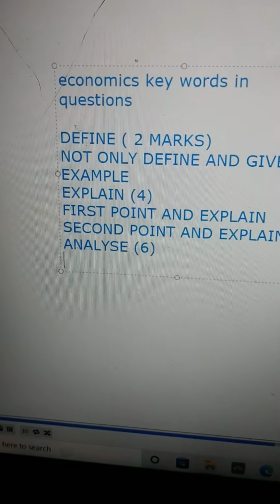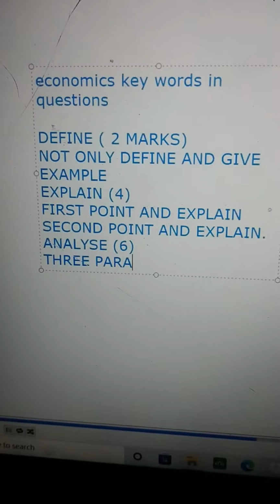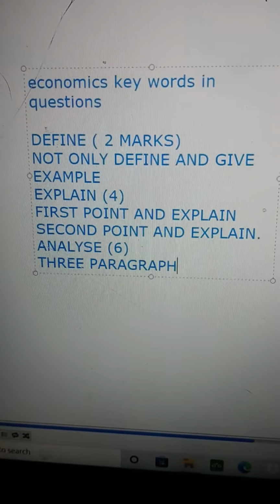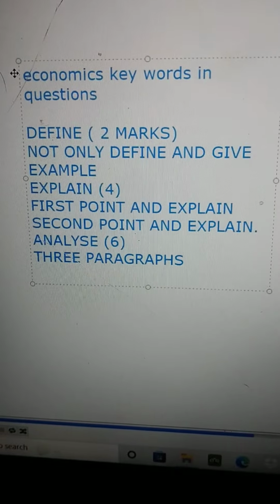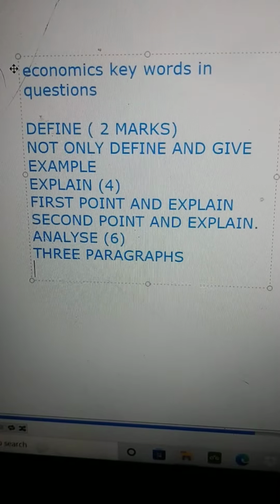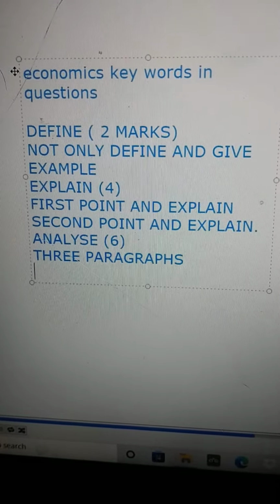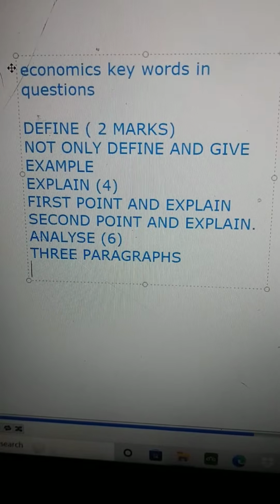To analyze, basically, I recommend making 3 paragraphs. And when we make 3 paragraphs, we have to remember one more thing. A paragraph cannot be only 2 lines or 3 lines. It has to be substantial matter. At least it should be 5 to 6 lines, a paragraph.